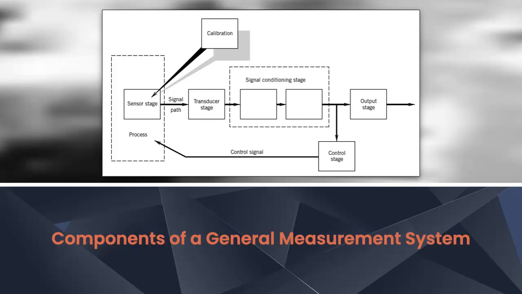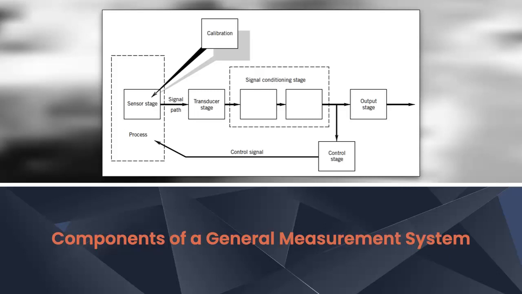Then the electrical signal passes through a signal conditioning stage. Here you can have amplifiers and filters to condition the signal. Once the signal is conditioned, you can then record the signal using data acquisition devices. That is called the output stage.